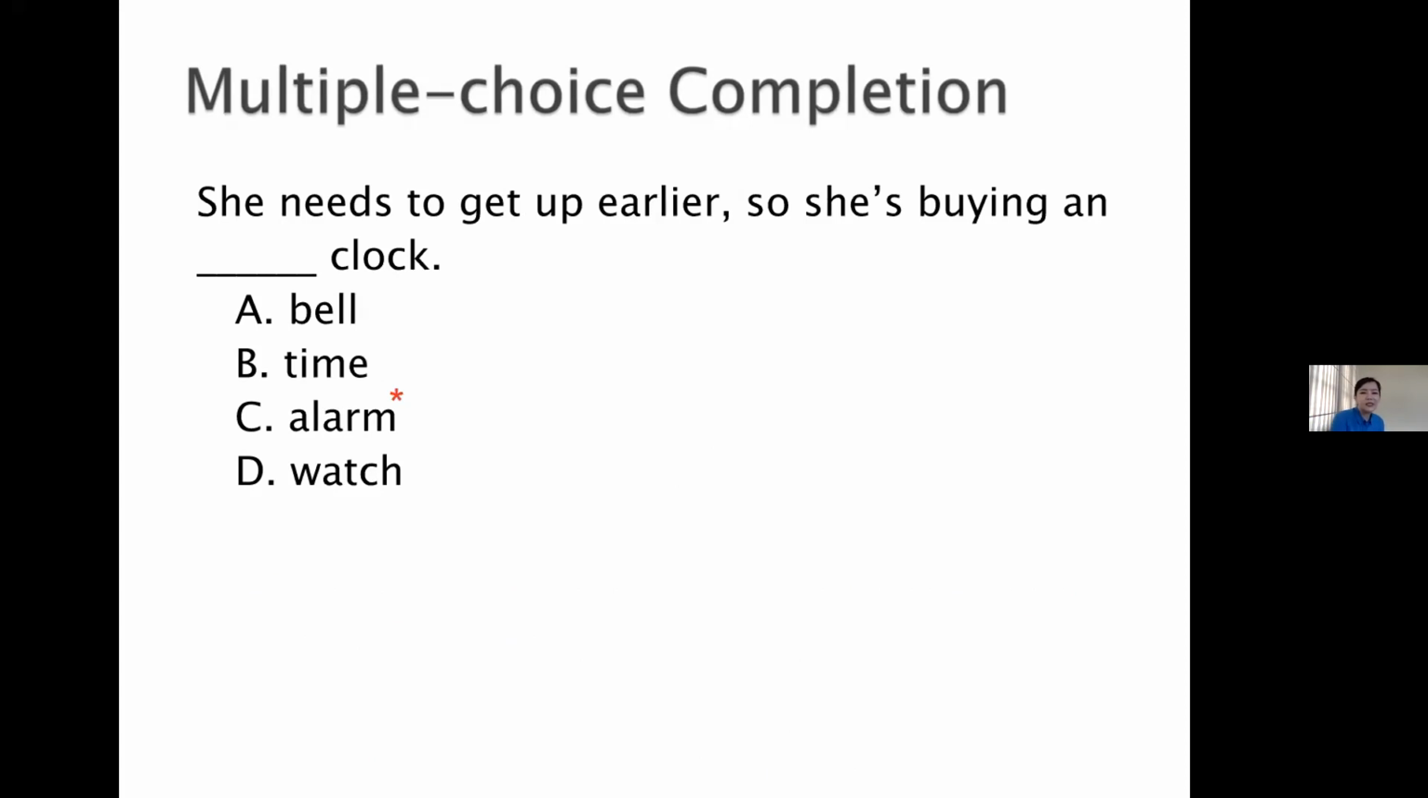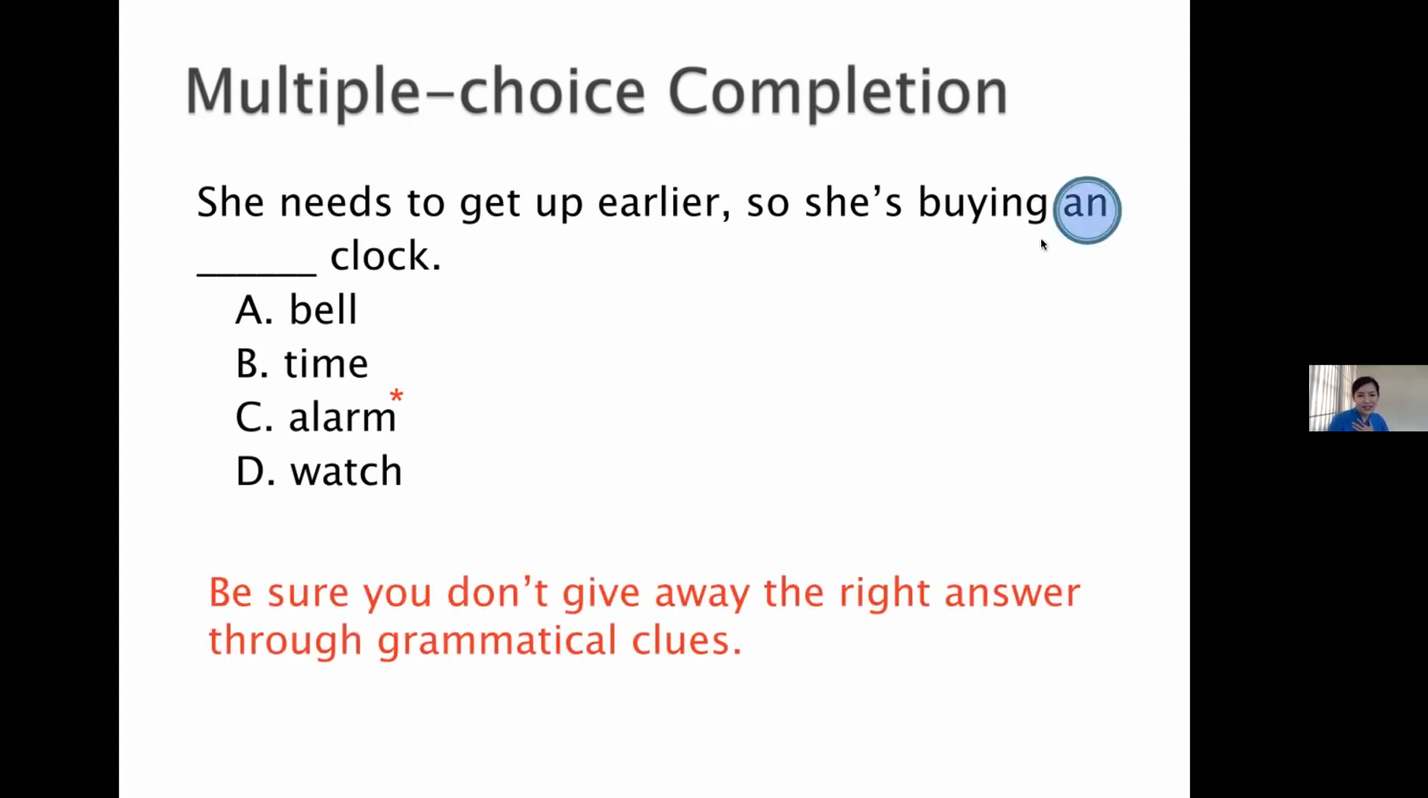The next one: she needs to get up earlier, so she's buying an alarm. What's wrong with this one? Yes, Paul, you got it. You give a hint to the student in the stem. It is impossible to answer a bell clock or a time clock, because the article is a clue for your students already. So when you construct a test item, be sure not to give away the right answer or the clue through grammatical clues.